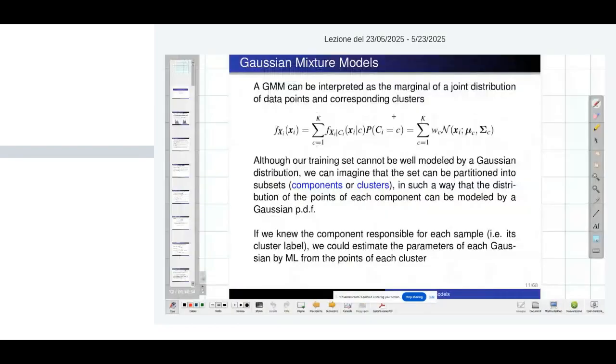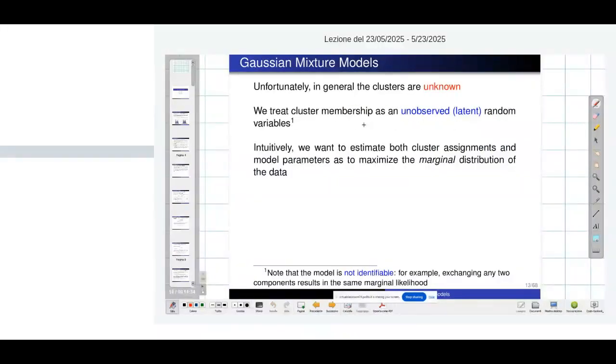Now, we introduced yesterday Gaussian mixture models. Are there questions on what we said yesterday? We said that the density is defined as a weighted sum of Gaussian densities, and then we gave an interpretation of these terms. Essentially, we interpreted the model as representing the marginal of a joint density. The joint density represents the joint density of the feature vectors x and what is called an unknown or unobserved latent variable that represents a cluster label.